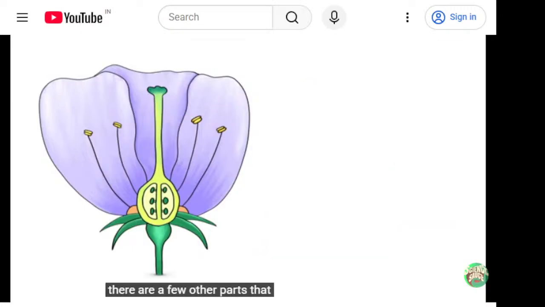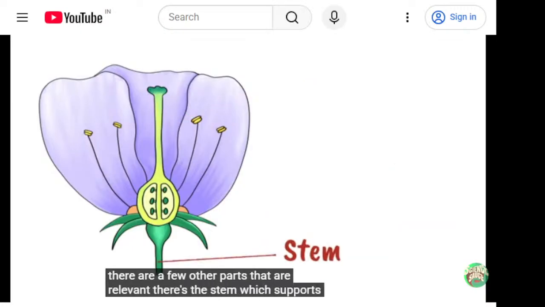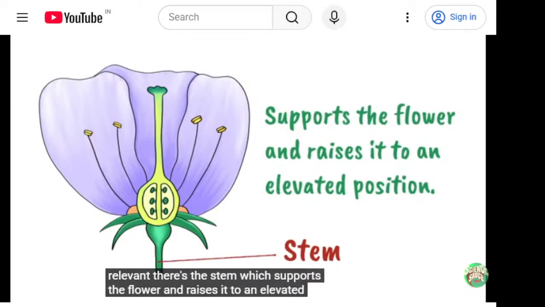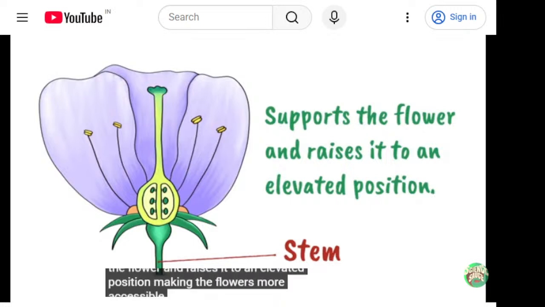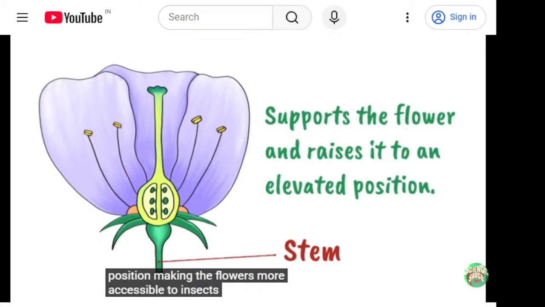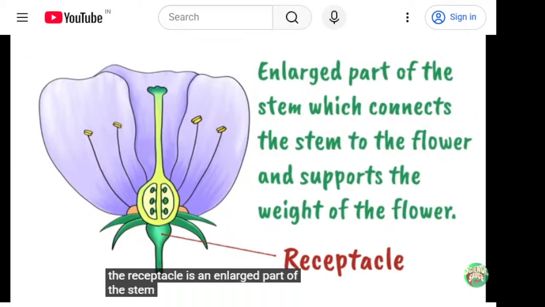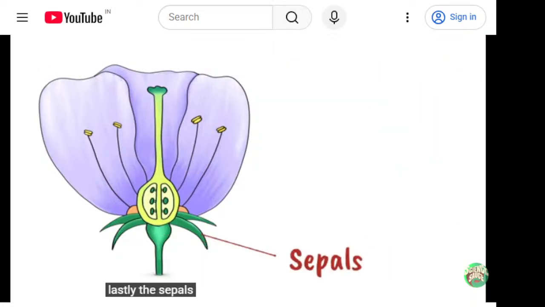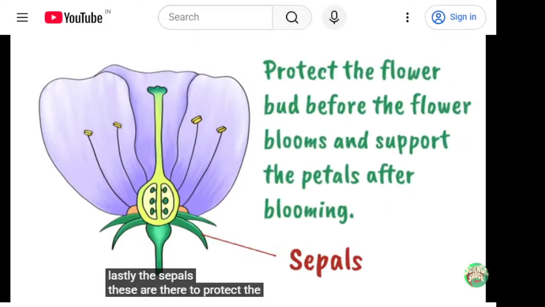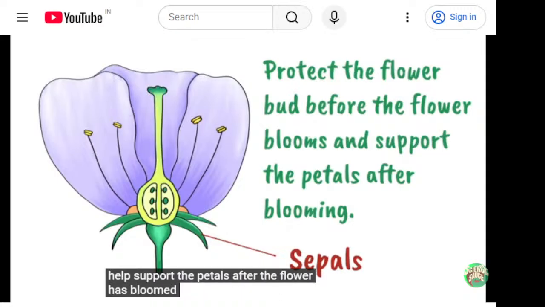There are a few other parts that are relevant. There's the stem, which supports the flower and raises it to an elevated position, making the flowers more accessible to insects. The receptacle is an enlarged part of the stem which connects the stem to the flower and supports the weight of the flower. Lastly, the sepals. These are there to protect the flower bud before the flower blooms, and they help support the petals after the flower has bloomed.